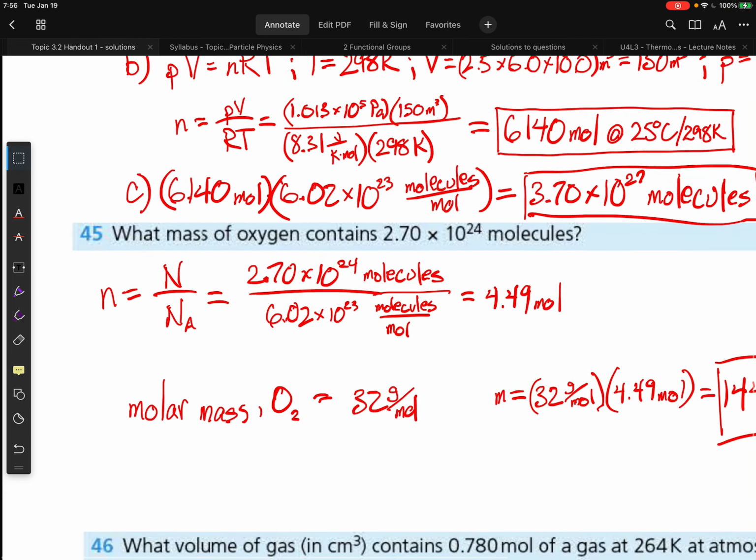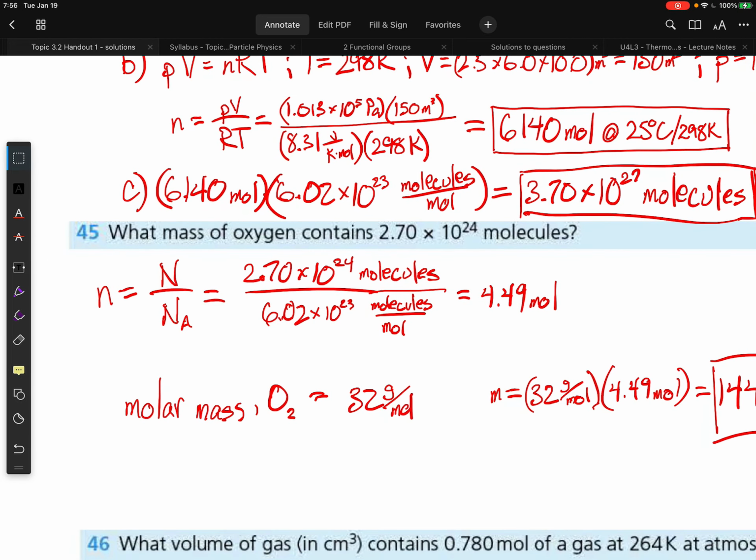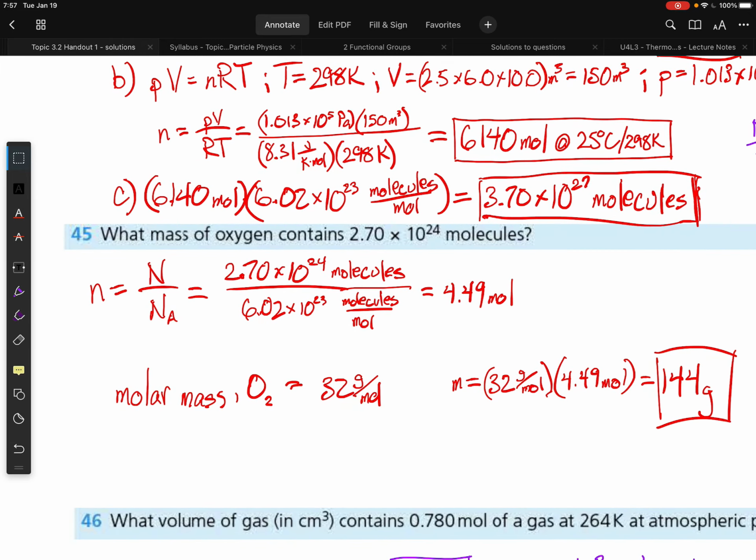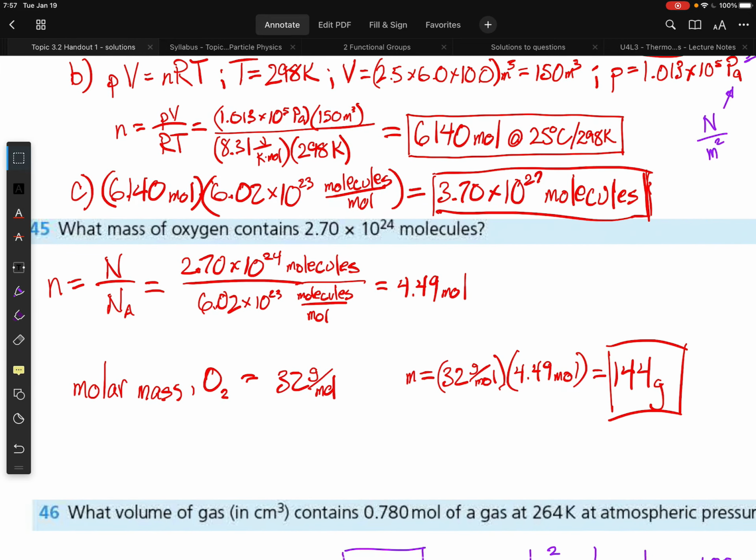So first, I calculate the number of moles, and I find that I have 4.49 moles. Then I need the molar mass of oxygen, and recall that oxygen gas is always diatomic, which means I multiply the atomic mass of oxygen by 2, giving us 32 grams per mole.